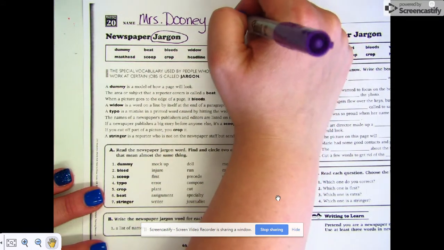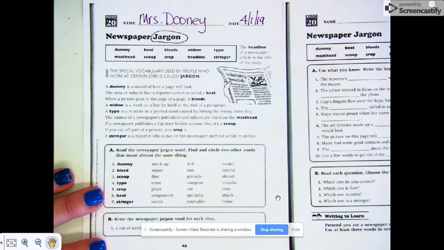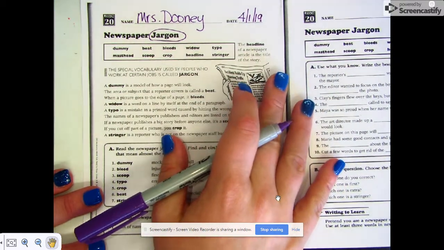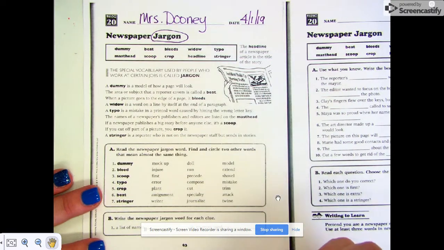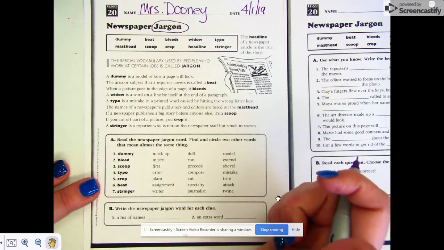Please go ahead and put today's date, 4/1/19. Make sure you put your name on the paper because all of 5th grade or all of 4th grade is going to be doing this homework and then taking the test at the end of the week.